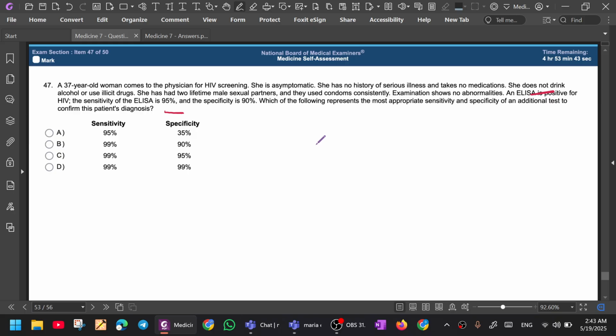Which of the following represents the most appropriate sensitivity and specificity of an additional test, just to confirm the patient's diagnosis? I thought ELISA was the confirmatory one. What else, I guess?